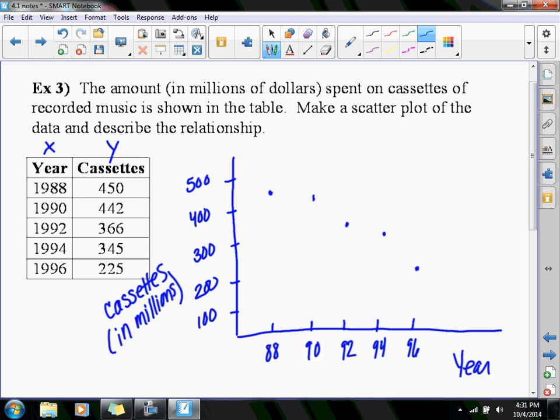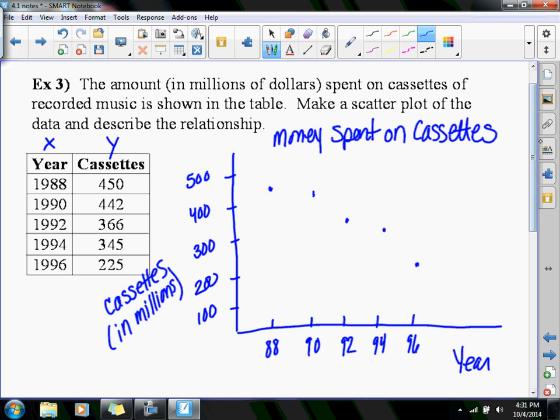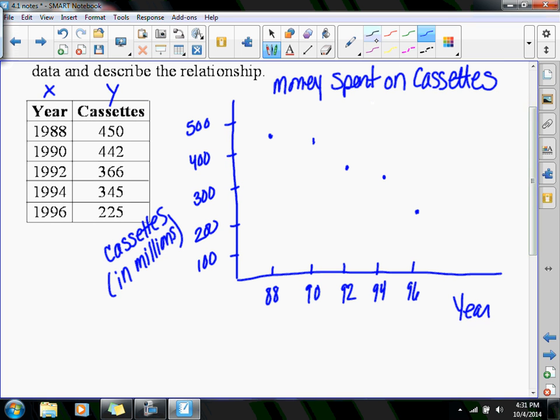Now I do need one other thing. I do need a title. Okay? So we could say that this is money spent on cassettes. Or money spent on cassette tapes. Now, usually in your book, when you are doing this type of problem, they're going to ask you to make some type of conclusion. So if you were looking at this graph, what conclusion would you make?